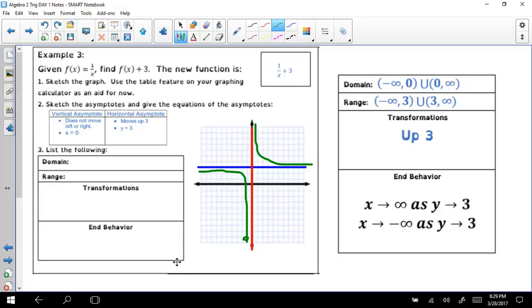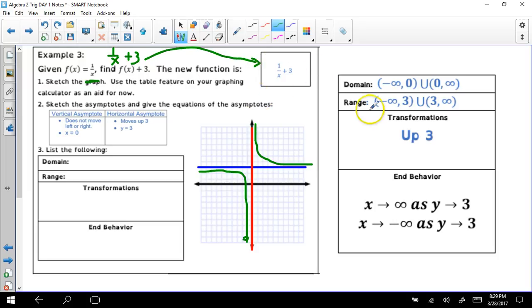Okay, so now I'll take a look at example 3. Basically, you get your parent function, which is 1 over x right here. And what we want to do is find f of x plus 3. So basically all we do is take that parent function, 1 over x, because that is f of x, and we're going to add 3 to it. So it's just 1 over x plus 3. That's the new function.